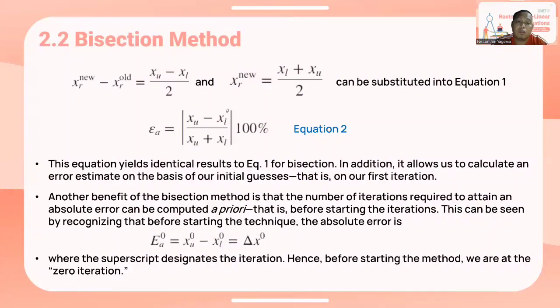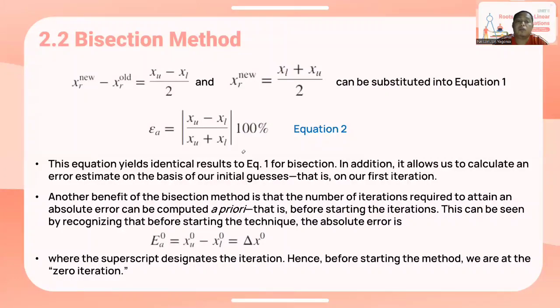So we can get sigma sub A, which is the absolute value of X sub U minus X sub L divided by X sub U plus X sub L times 100%. This is now our equation number 2. This equation yields identical results to equation 1 for bisection. In addition, it allows us to calculate an error estimate on the basis of our initial guesses, that is, on our first iteration.